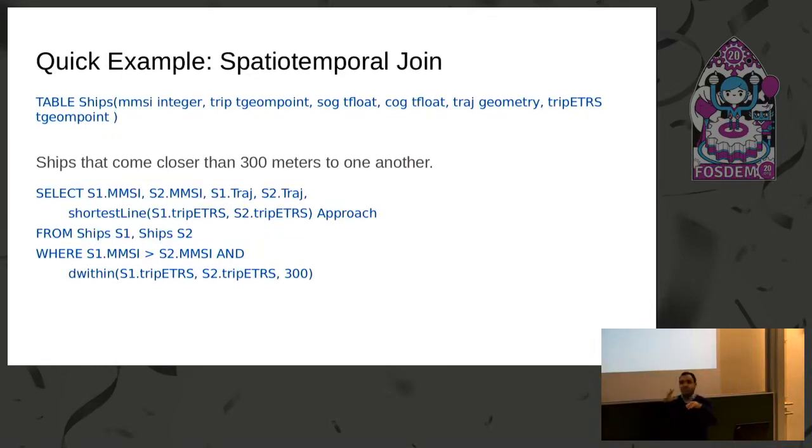This is another query, to do a join. Here we want to see whether there were some danger situations in the data set where 2 ships came very close to one another. For this we use the predicate distance within, taking 2 trajectories and checking whether they have ever come to 300 meters close to one another. So this query is self-joining the ships table to itself. And if so, for these trajectories, show me the shortest line between the 2 trajectories.